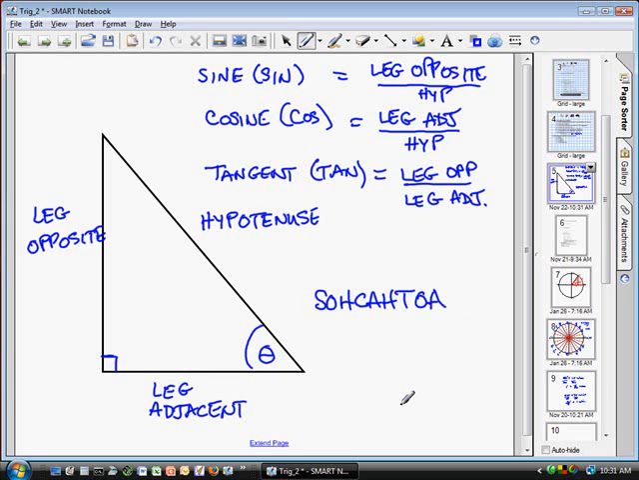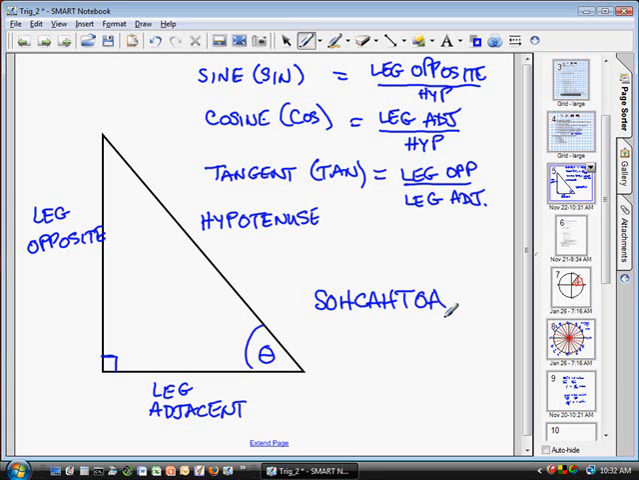It looks like, I don't know, an Indian word or something, SOHCAHTOA. But if you think of this, it says the sine is the opposite over the hypotenuse, the cosine is the adjacent over the hypotenuse, the tangent is the opposite over the adjacent.